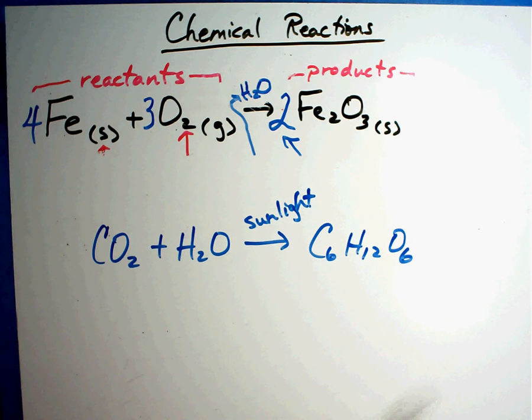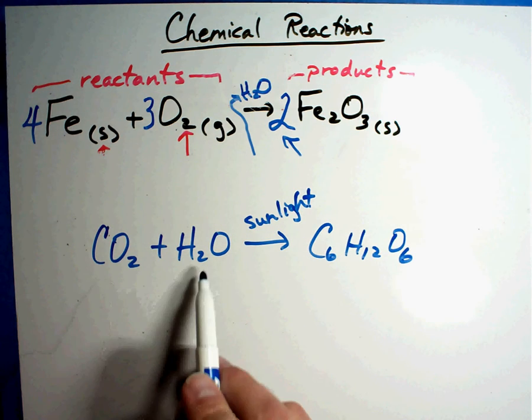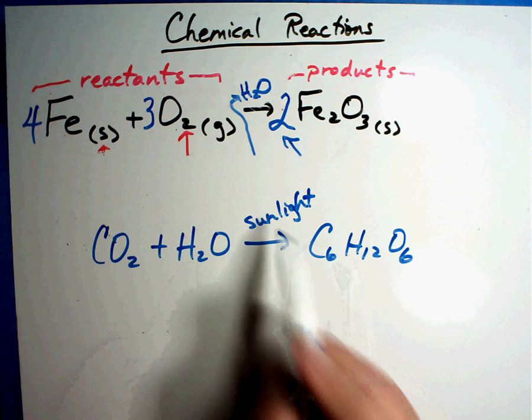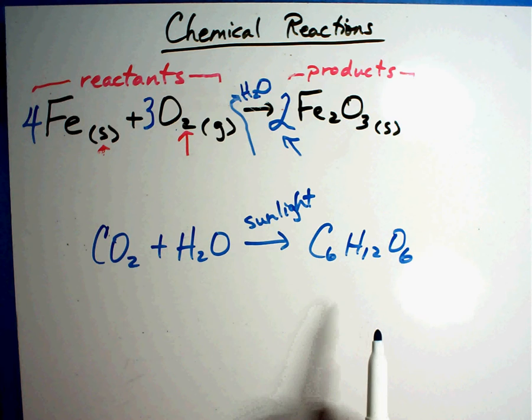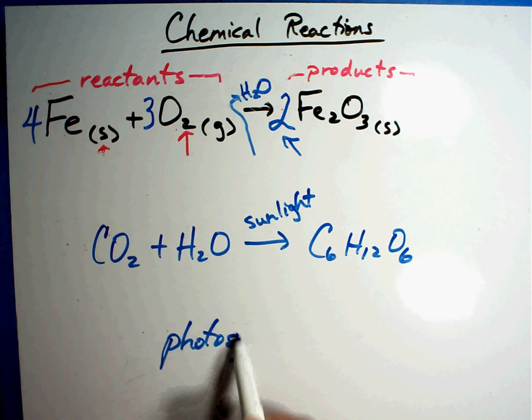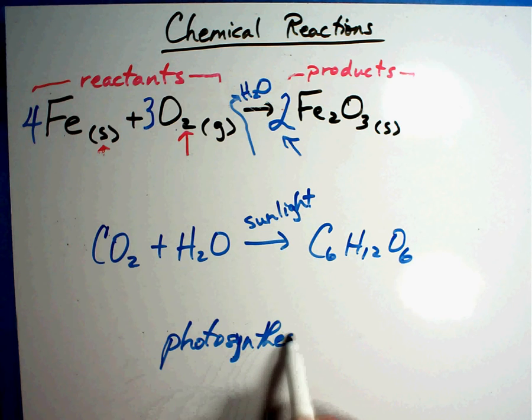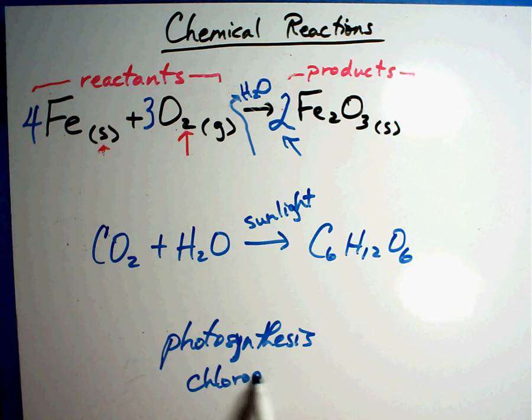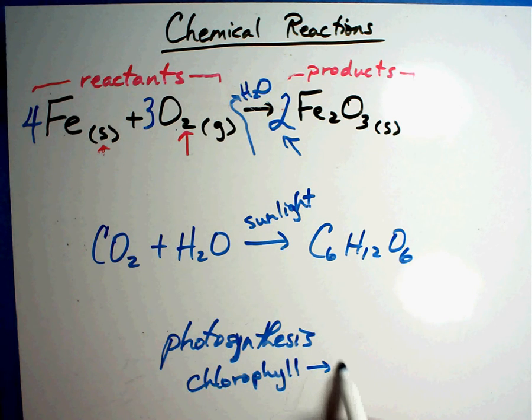Now let's talk about this one for a second. Carbon dioxide and water produce sugar in the presence of sunlight. This is what plants do. This is what is called photosynthesis. If you watched all the videos up until this point, this is what takes place because we have chlorophyll in plants, and the chlorophyll is inside the chloroplasts.